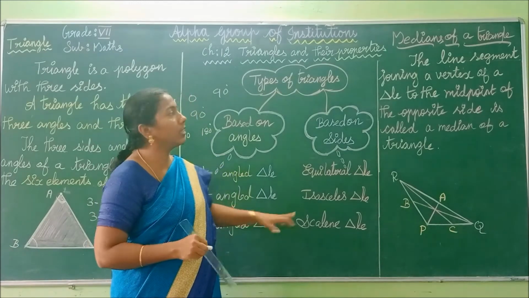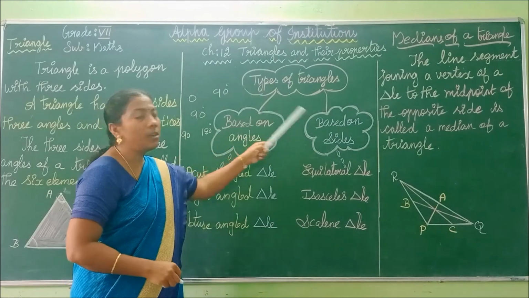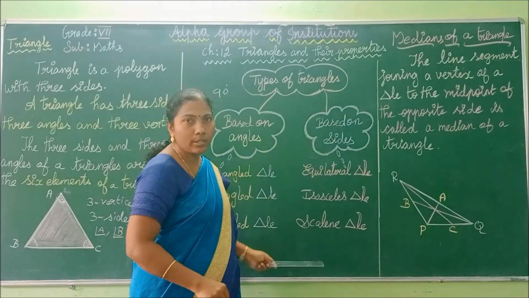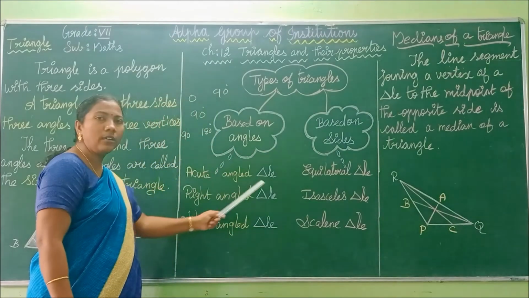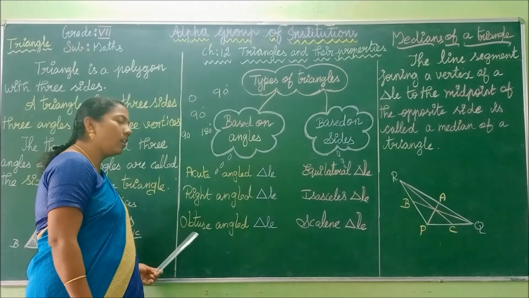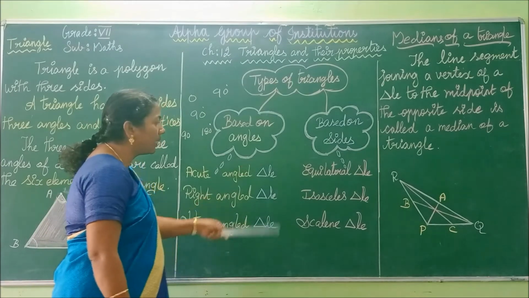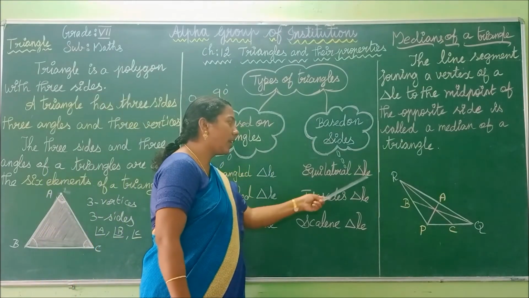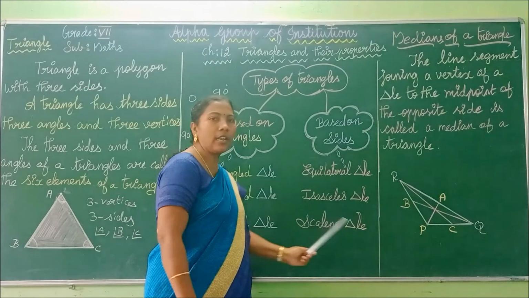Do you understand, children? Thus, what are the types of triangle? Based on angles we have 3 types. Based on sides we have 3 types. What are they? Acute angle triangle, right angle triangle, obtuse angle triangle. These are based on angles. And based on sides we have equilateral triangle, isosceles triangle, scalene triangle.